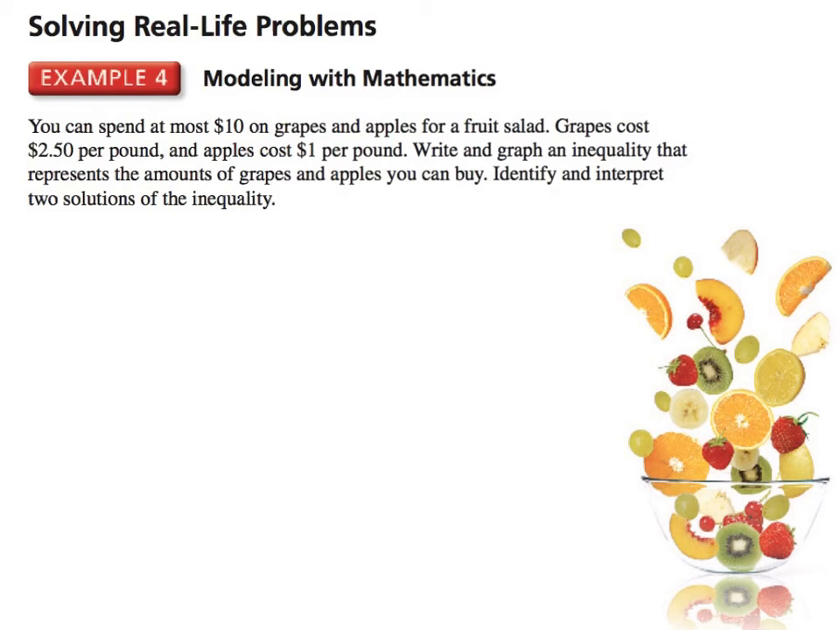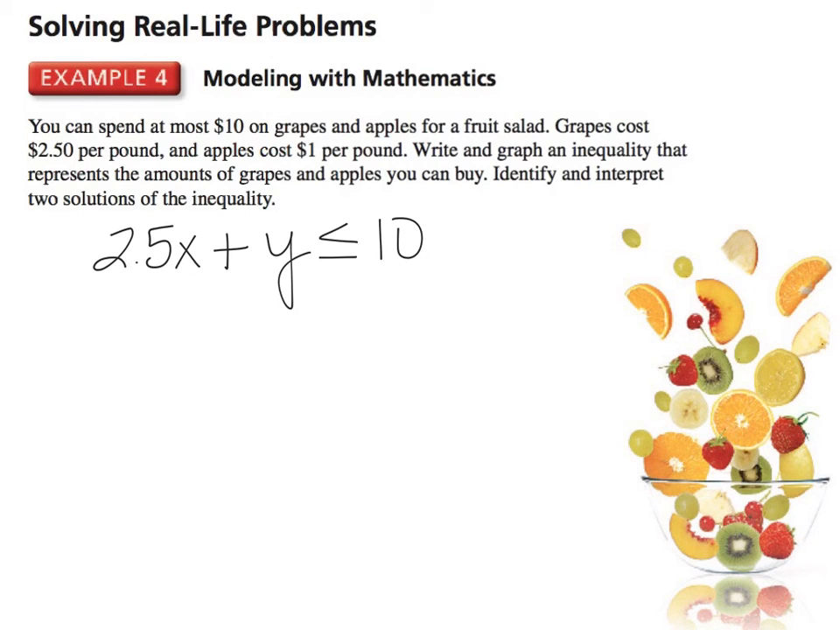All right, so if you did it, we want to spend $2.50 per pound of grapes. So x is the number of pounds of grapes, plus y, which is $1 per pound of apples. So y is the number of pounds of apples. We want to spend at most $10. So at most 10 means less than or equal to $10. Now if you graph that, that will give you an x-intercept of 4 and a y-intercept of 10.